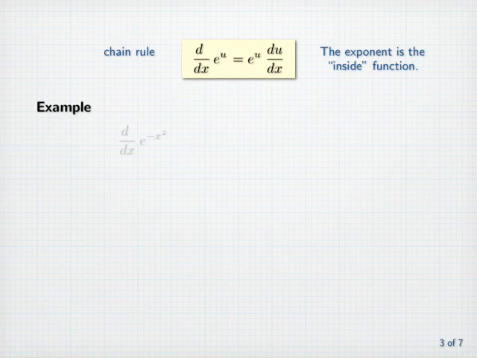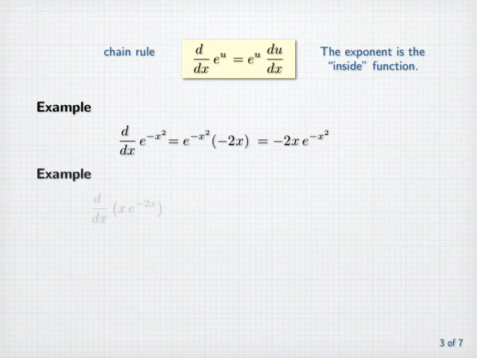First, let's compute the derivative of e to the minus x squared. Here we have e to the u with u equal to minus x squared, the inside function. So the derivative is e to the minus x squared times the derivative of minus x squared, which is minus 2x. So notice that we simply multiply the function by the derivative of the exponent. Now let's rewrite this as minus 2x times e to the minus x squared.